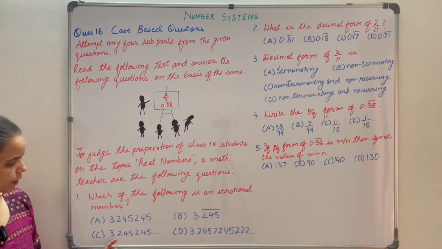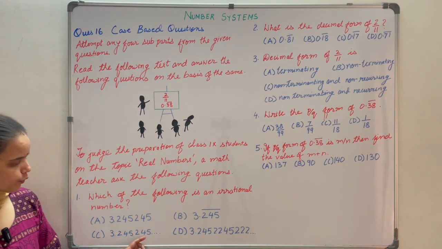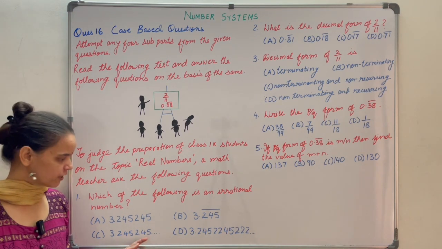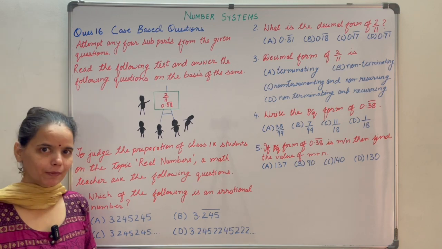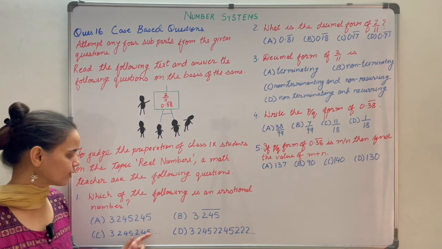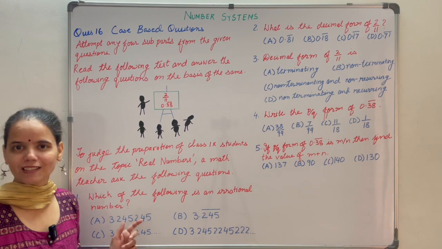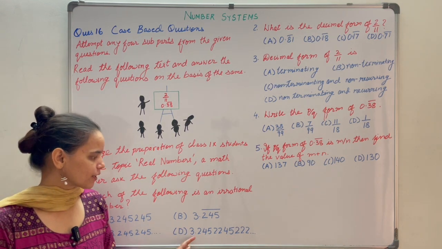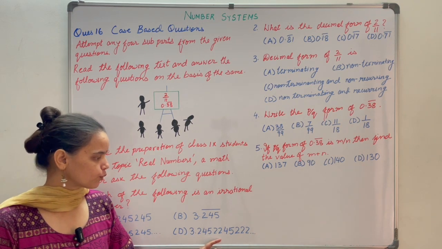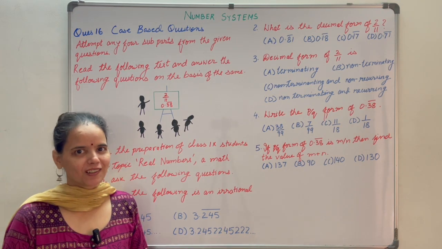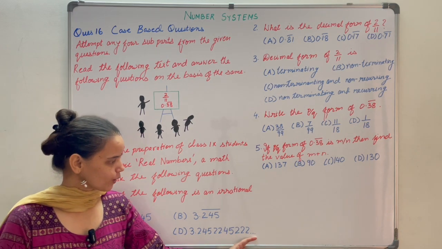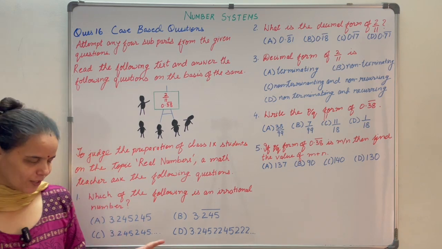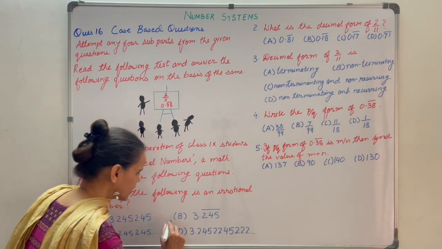Here it is 3.245, 245 and so on. So you can see that 245, 245 is repeating and it is not terminating as well. So which form is this? Non-terminating, repeating. So this is also not there. Only D option is left out, but let us check. 3.245, 2245, 222 and so on. So you can clearly see that this is non-terminating, non-recurring. So this is an irrational number. You can put a tick mark for this D option.